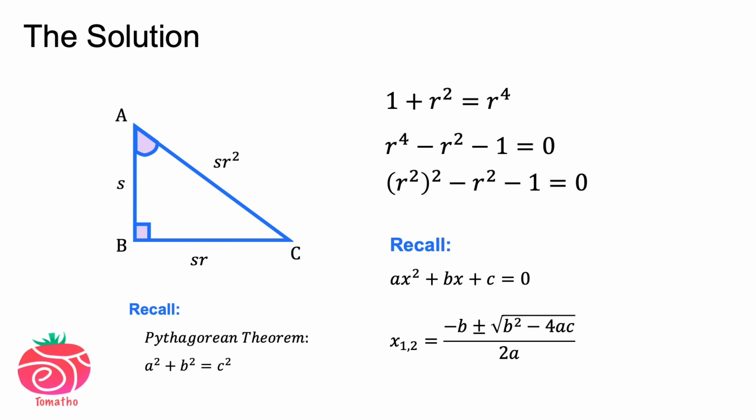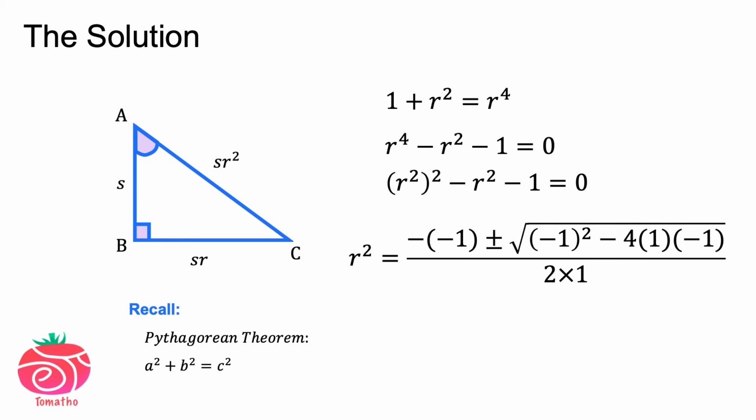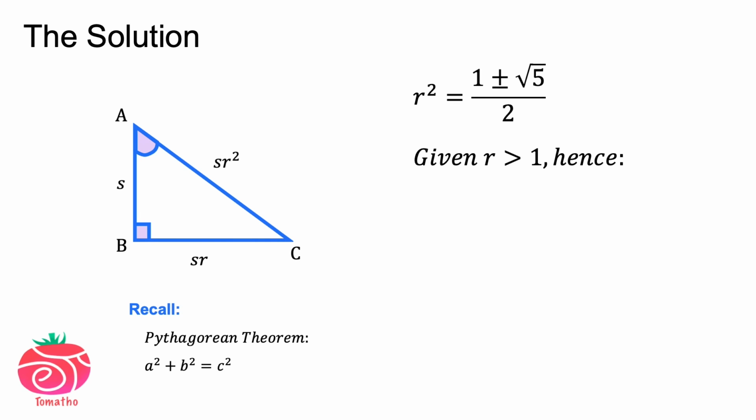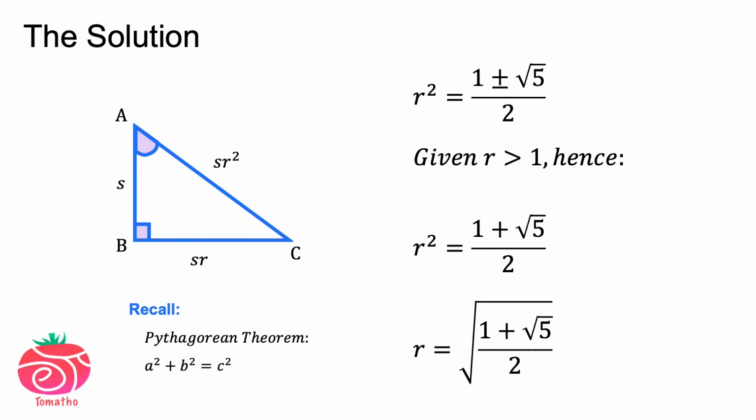So, to recall, this is the quadratic formula that we will be using. So, applying this formula to our equation, we have R squared equals as follows. So, simplifying it, we have R squared equals 1 plus minus square root of 5 over 2. Given that R is greater than 1, hence R squared must be 1 plus square root of 5 over 2. So, the value of R equals the square root of 1 plus square root of 5 over 2.